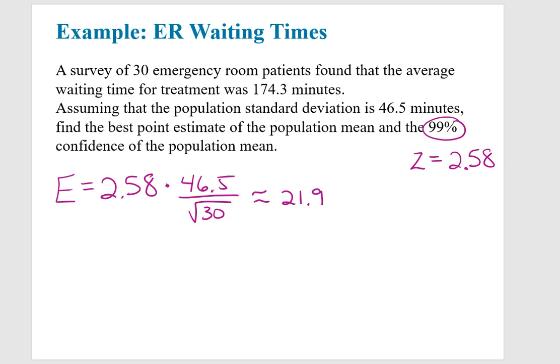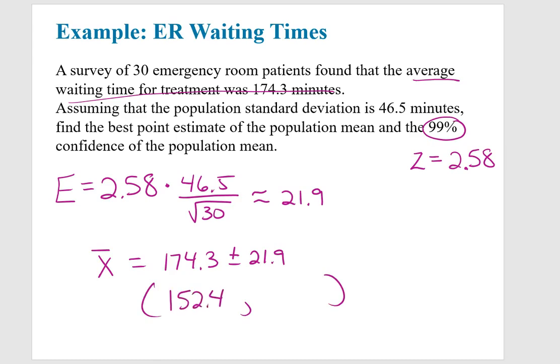Okay, so the confidence interval is going to be our x bar, which they told us, right? Did they not tell us what our x bar is? Yep, they told us the average waiting time right there. There's our x bar, 174.3, and then you're going to take plus or minus that 21.9 minutes. I'm going to do mine in interval notation. 152.4 is the low end, and when you add the error, you get 196.2 minutes. So we are 99% confident that the mean waiting time for emergency room treatment is between 152.4 and 196.2 minutes.